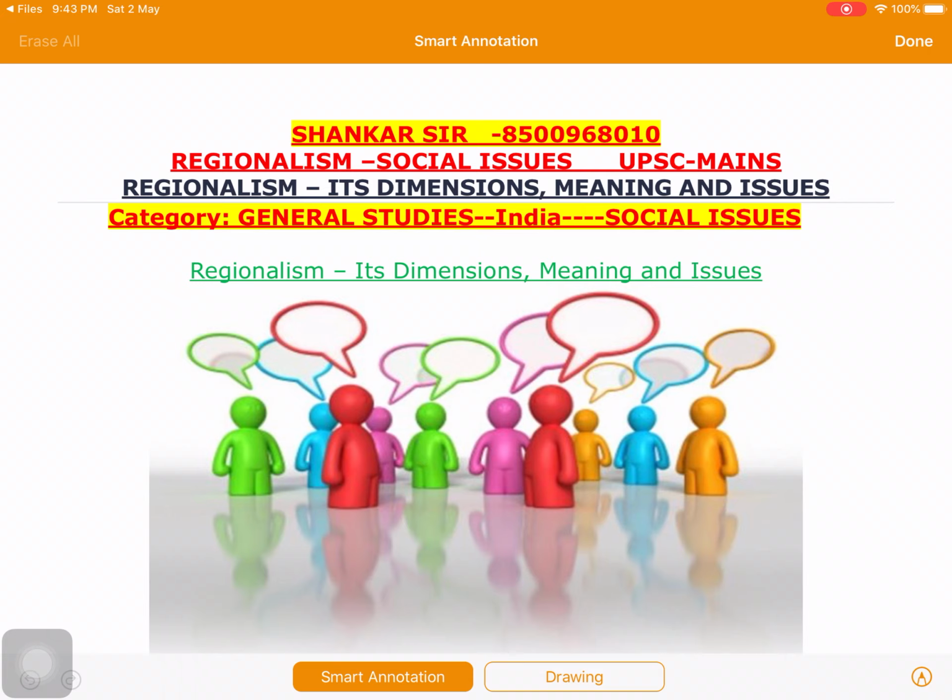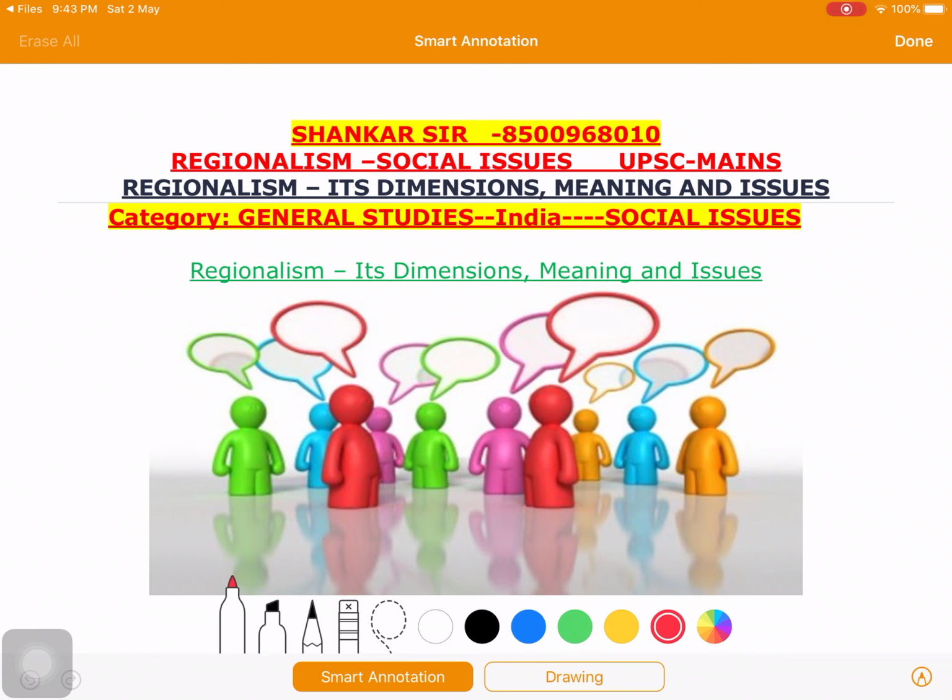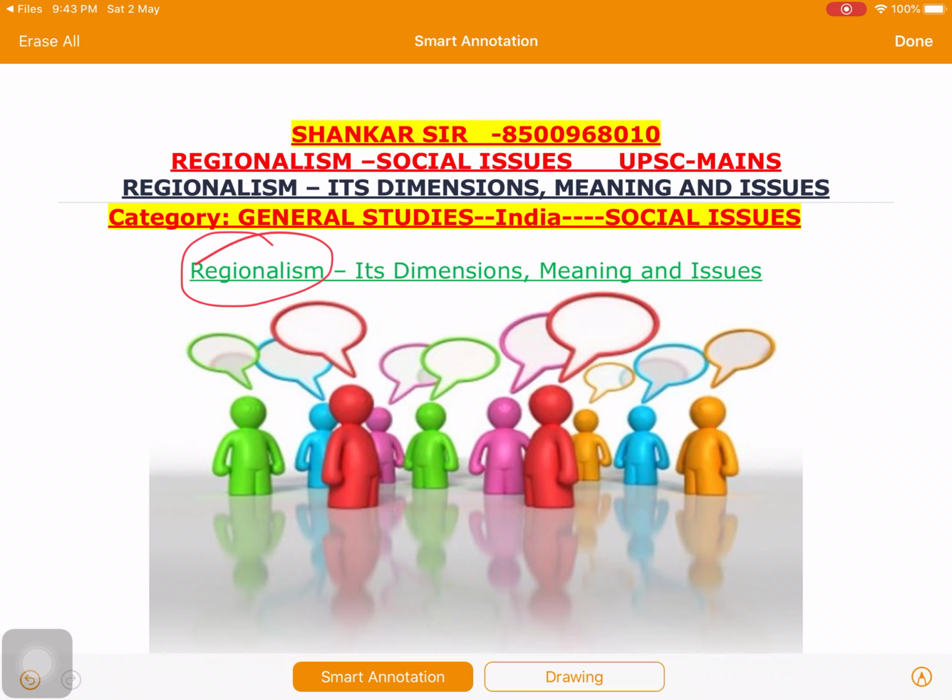So now let us start this regionalism, which comes under the category of General Studies, GS Paper-1, social issues. So what exactly do we mean by regionalism? To understand regionalism, we need to know various dimensions of the region.